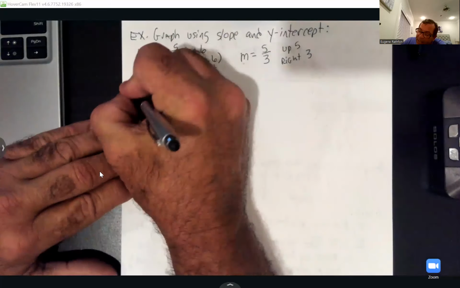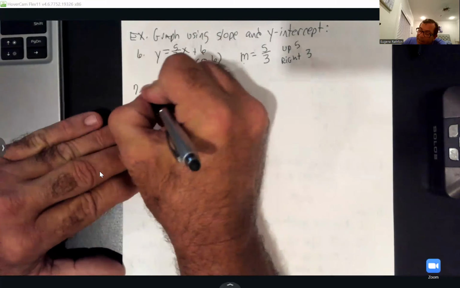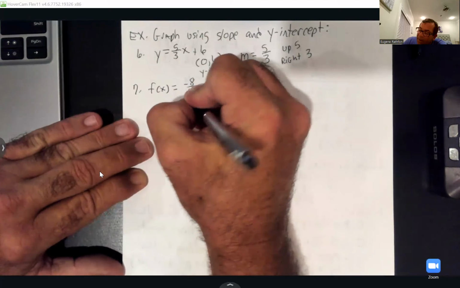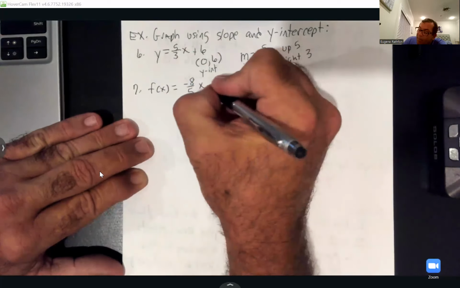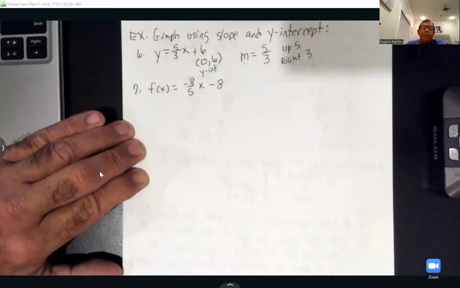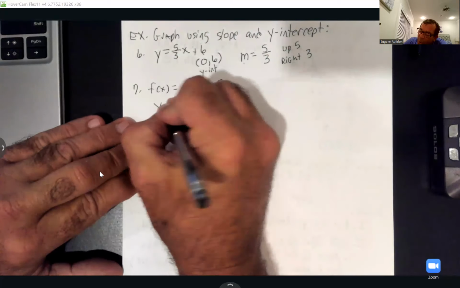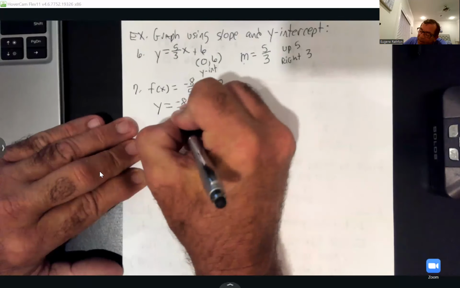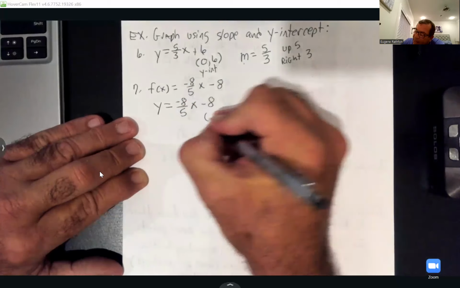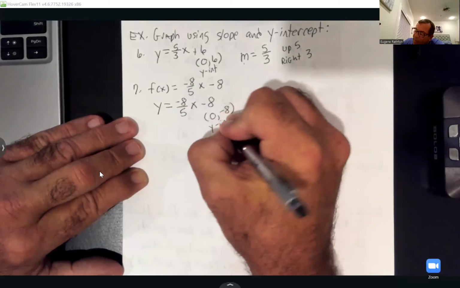All right, y'all, number 7, the same thing, but they're using different language on this one. This one says f of x equals -8/5 x minus 8. All right, so remember, f of x really means y. So this is still y equals -8/5 x minus 8. My y-intercept is the -8, so I'm going to start at 0, -8 for my y-intercept.